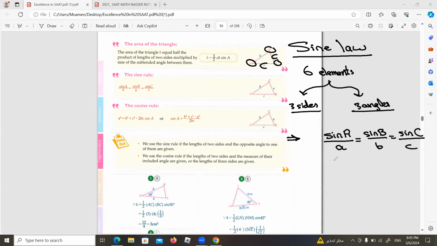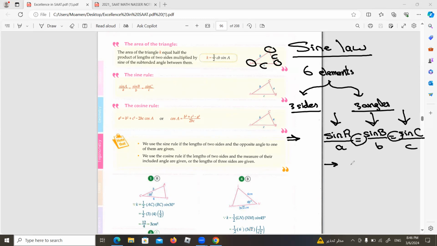It's a proportion. Proportion means equality between two or more ratios. The first ratio is sine A over a, the second ratio is sine B over b, the third ratio is sine C over c. Equality between them, so we have a proportion. This is the sine law. But when we use the sine law, pay attention with me. We use the sine law in two cases. What is the first case?